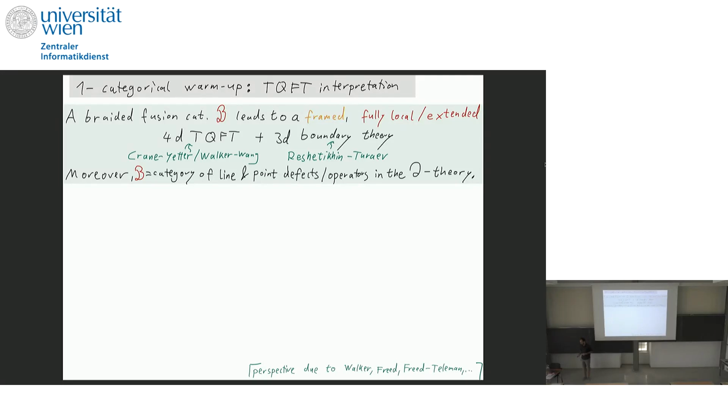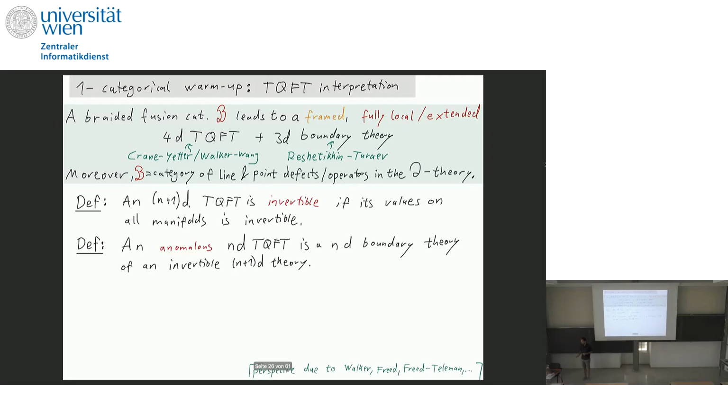So far I've just used the braided fusion category. Now let me talk a little bit about invertible TQFTs. Namely, what will turn out is that this 4D theory is an invertible theory. An invertible TQFT is one where, intuitively, its values on all manifolds are invertible. So this means that if I have a top-dimensional bordism, it gives me an invertible linear map. But also if I have a vector space, it's an invertible vector space, so it's a one-dimensional vector space, just a line. And everything inside is invertible in as many ways as you can think of.